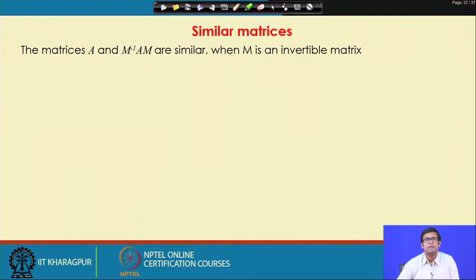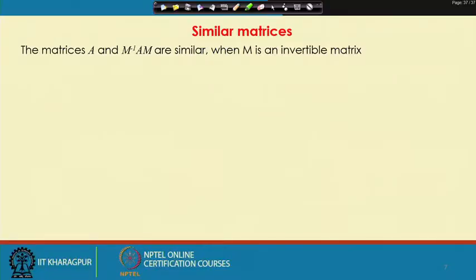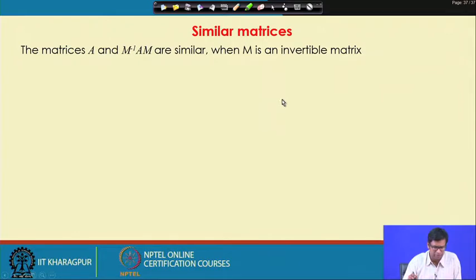Then comes another interesting concept of similar matrices. The matrix A and M inverse A M are similar when M is an invertible matrix. M is any invertible matrix. Looking into M inverse A M, we can vaguely relate it to the matrix S inverse A S, which is a diagonal matrix, and we will see if we can choose particular values of M, we will arrive at a diagonalization of A in a way. So, A and M inverse A M are similar when M is an invertible matrix.